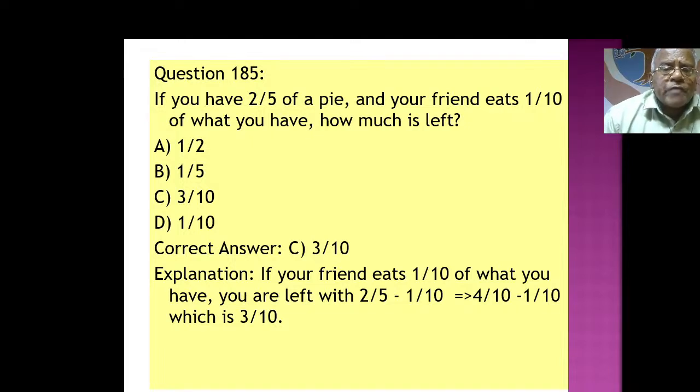If you have 2 by 5 of a pie and your friend eats 1 by 10 of what you have, how much is left? Another very interesting question. If a friend eats 1 by 10 of what you have, you are left with what? 2 by 5. Okay, 2 by 5 minus 1 by 10. Now you just divide. It becomes 4 by 10 minus 1 by 10. If you take the denominator, 5 and 10, the common one is 10. So 4 by 10 minus 1 by 10 is equivalent to 3 by 10. Okay, so how much is left? 3 by 10.